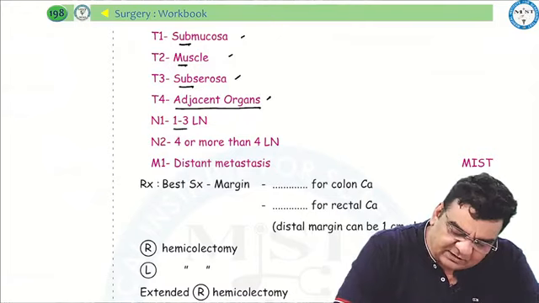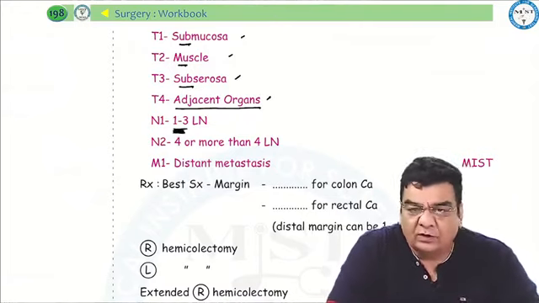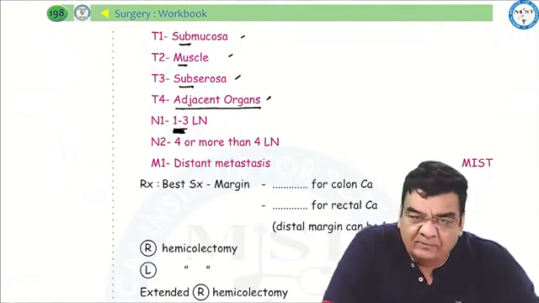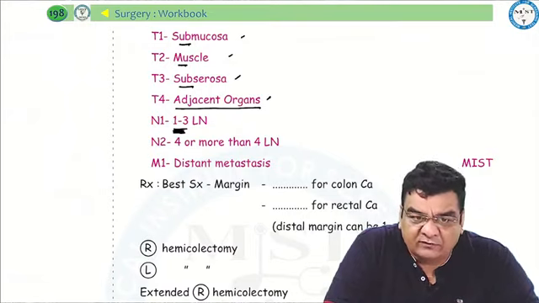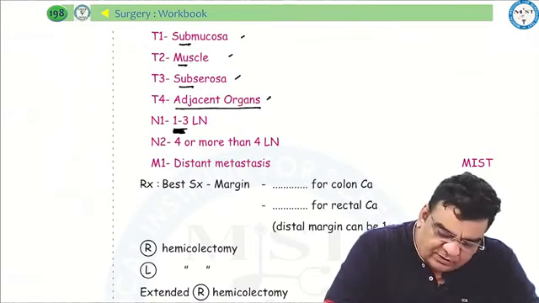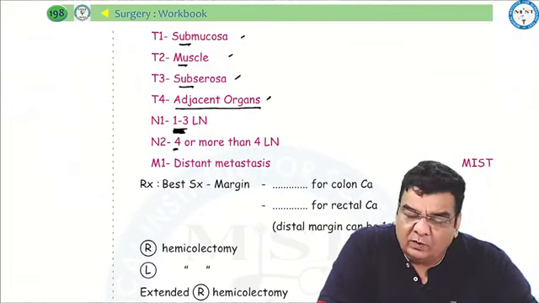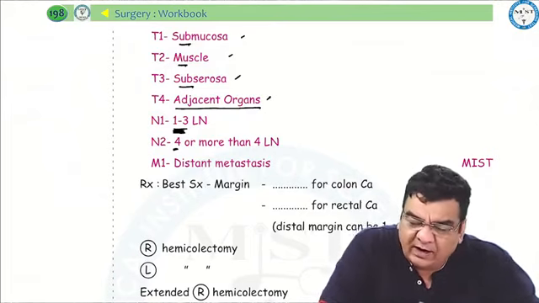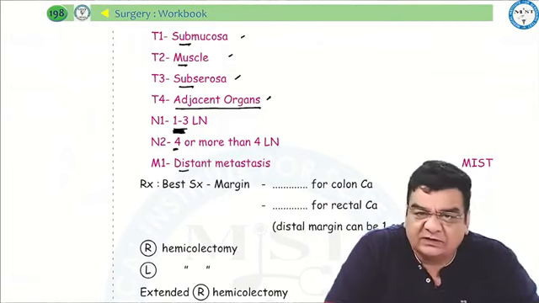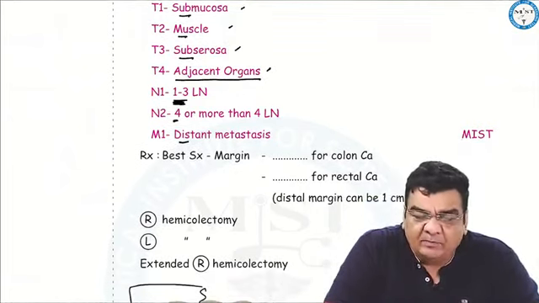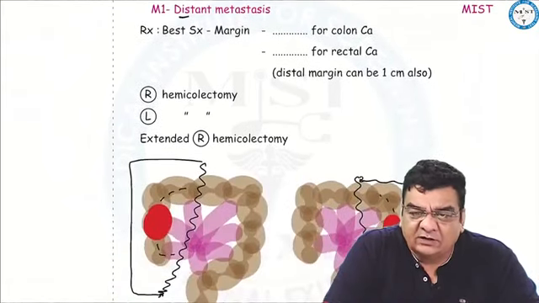Lymph node staging, here there is a slight change. Esophagus and stomach N1 is 1 to 2 lymph nodes, colorectal N1 is 1 to 3 lymph nodes. N2 in esophagus and stomach is 3 to 6 lymph nodes. Here N2 is just 4 or more than 4 lymph nodes. So N1 in colorectal cancer is 1 to 3, N2 is 4 or more lymph nodes. M1 is distant metastasis.